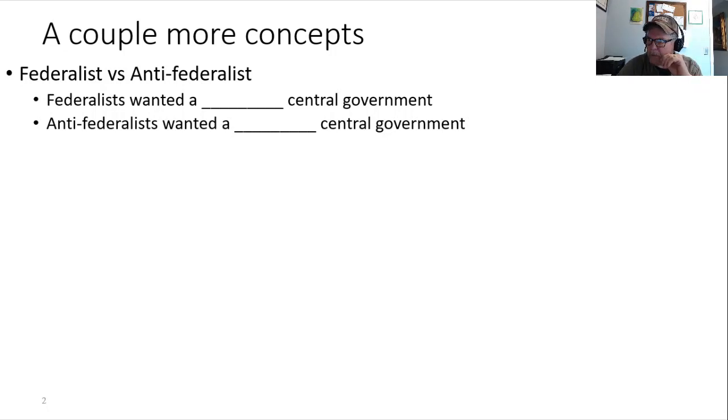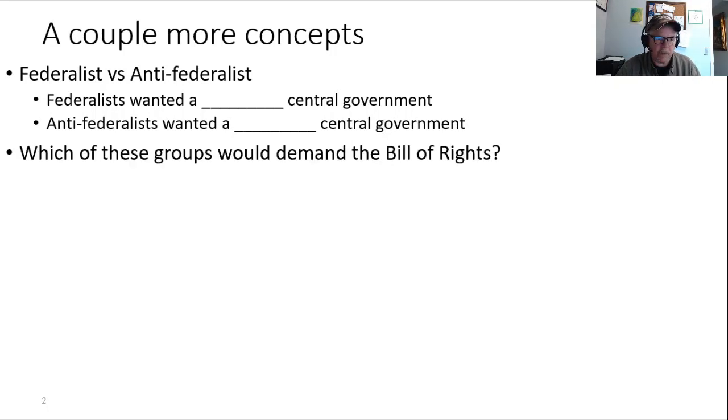But you can see there's a difference of opinion here as to how much power should be at the federal level. And that stress actually helps develop the Bill of Rights, believe it or not, because the Anti-Federalists were afraid of too much centralized power. So we'll get to that. Which of these groups, it doesn't automatically pop to mind, but which group would demand a Bill of Rights? The answer is the Anti-Federalists, because those Bill of Rights help limit the power of a too strong federal government.